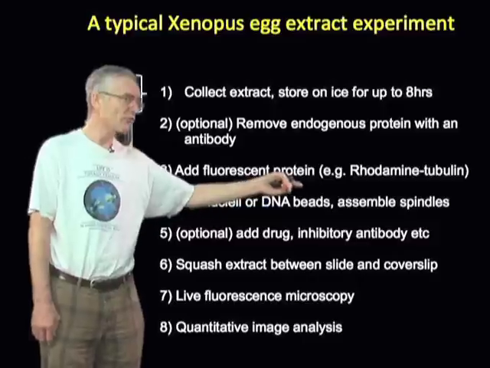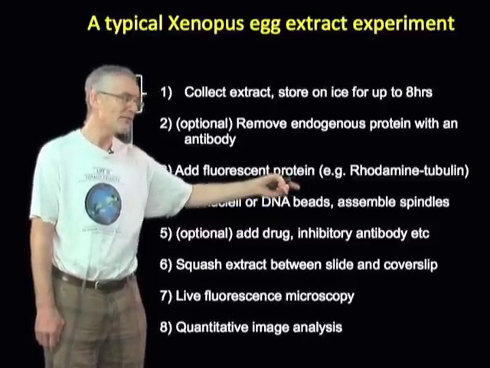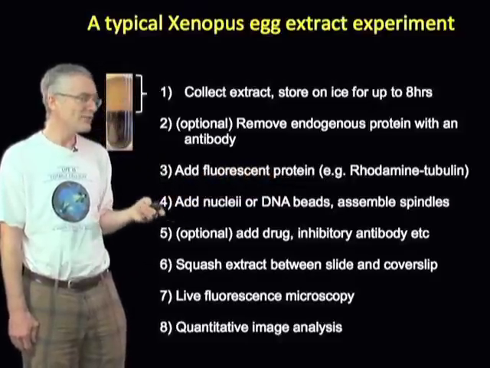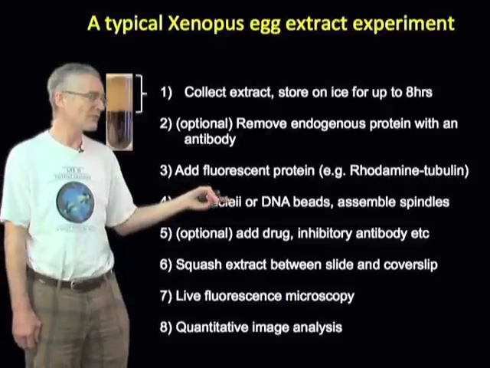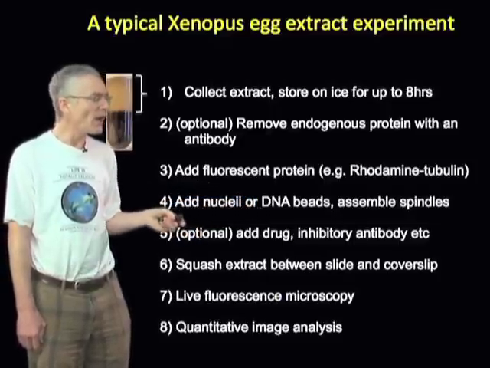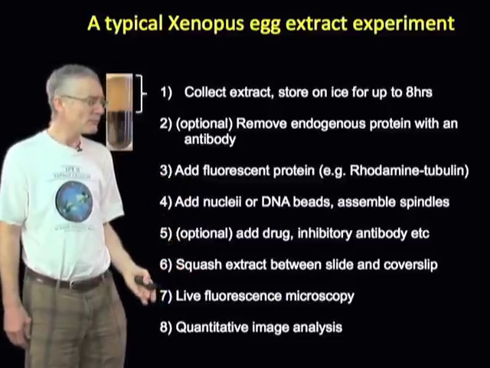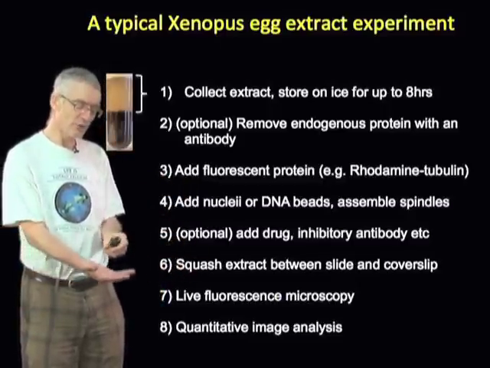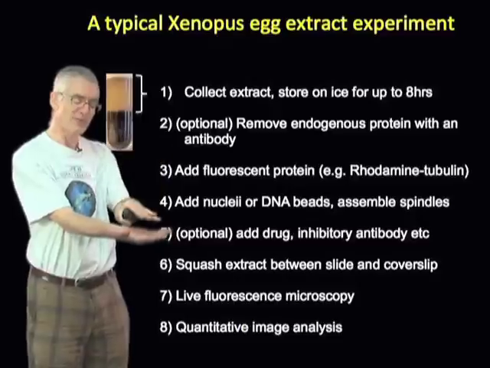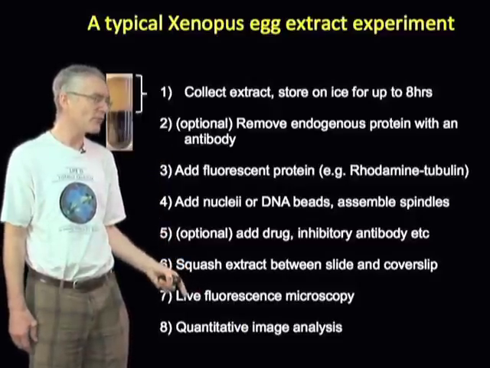A lot of the experiments I'll show you add tubulin labeled with rhodamine so we can see microtubules growing. We typically add a nucleus, or I'll show you some experiments with DNA on beads to trigger spindle assembly. You can add a drug, an inhibitory reagent, something like that. Then typically you take a few microliters, put it on a slide, drop a cover slip on top, seal it with wax, and then image by live fluorescence microscopy.